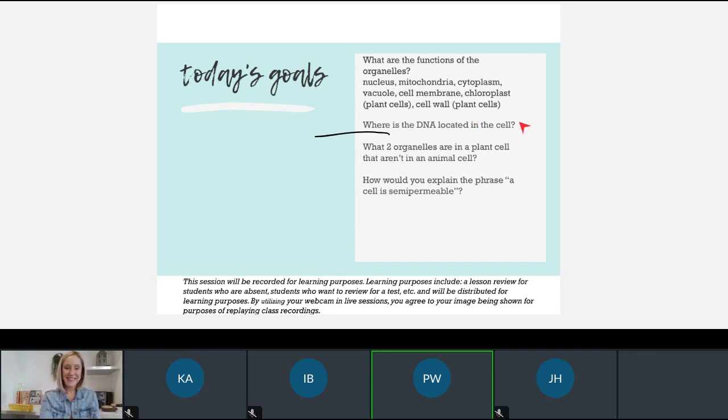So where is the DNA located in the cell? Thank you. I'm sorry about that. I'm just having an autism moment right now. No, you did a great job. And those are very strange words. So that would be things that trip me up too.